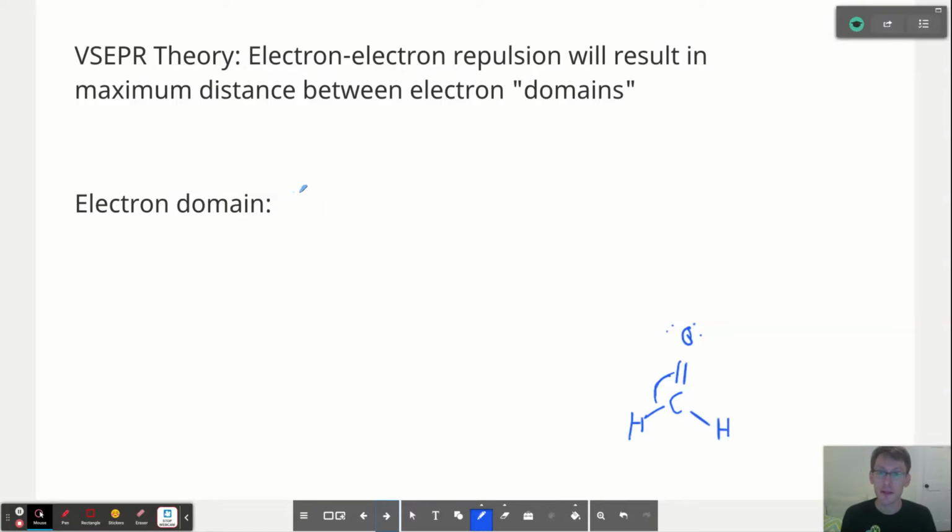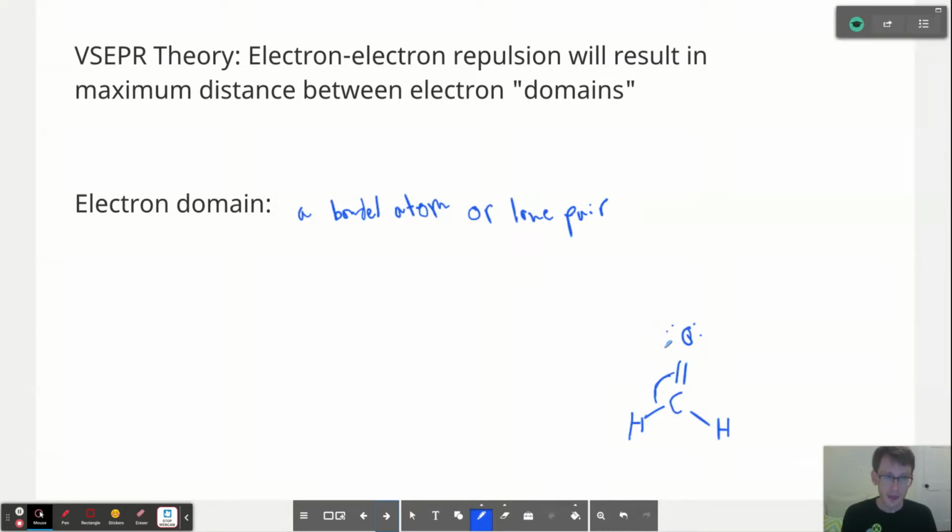So getting to a definition here, an electron domain is a bonded atom, and again, this is regardless of whether it's singly, doubly, or triply bonded, or a lone pair. Nice and simple. A bonded atom or a lone pair counts as an electron domain.